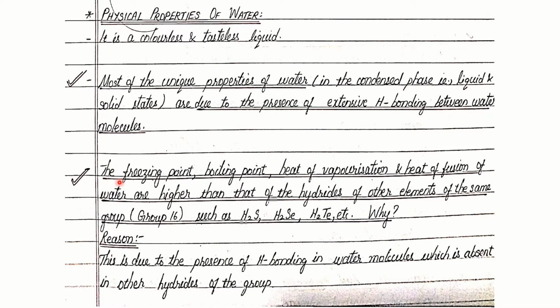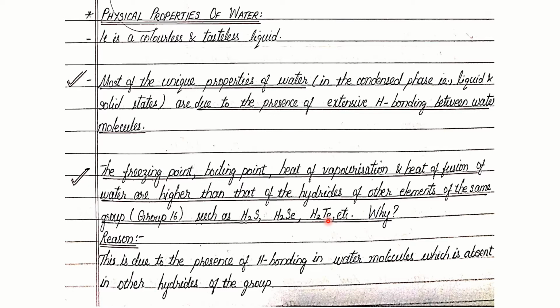Hence, the freezing point, boiling point, heat of vaporization and heat of fusion values of water are higher than those of the hydrides of elements of the same group such as hydrogen sulfide, hydrogen selenide, hydrogen telluride and so on. Now what is the reason? The reason is that it is due to the presence of hydrogen bonding in water molecules which is absent in other hydrides of the group. Hydrogen bonding is absent in hydrogen sulfide, hydrogen selenide, hydrogen telluride.